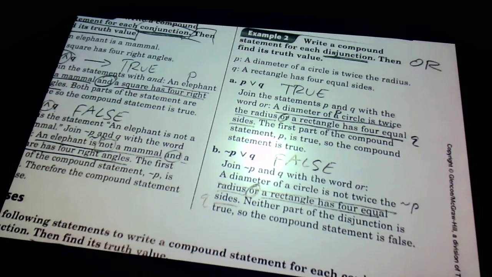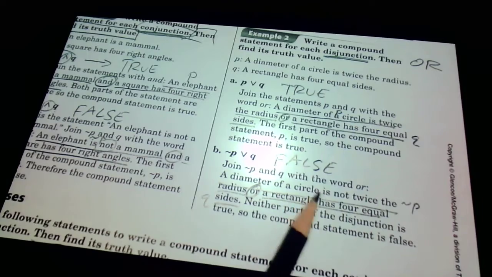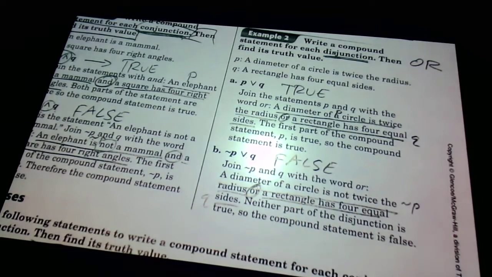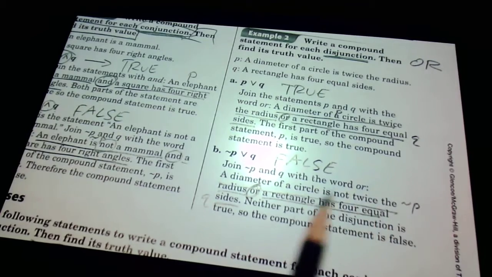Part B, the negation of P or Q. All right, here we go. Now I'm going to take statement P and negate it. What's that going to look like? A diameter of a circle is not twice the radius. Or, and then statement Q, a rectangle has 4 equal sides. So now in a disjunction, I've got to look at the truth values of each statement. A diameter of a circle is not twice the radius. That is false because a diameter is twice the radius.